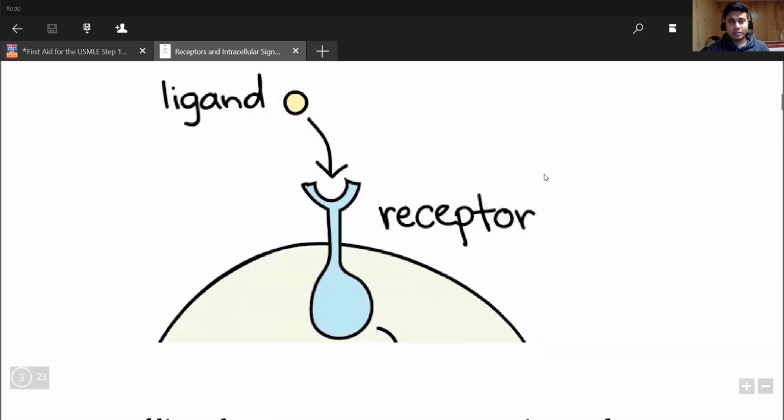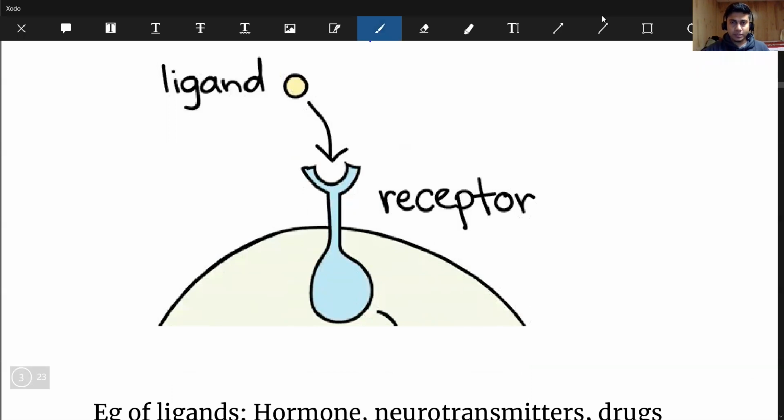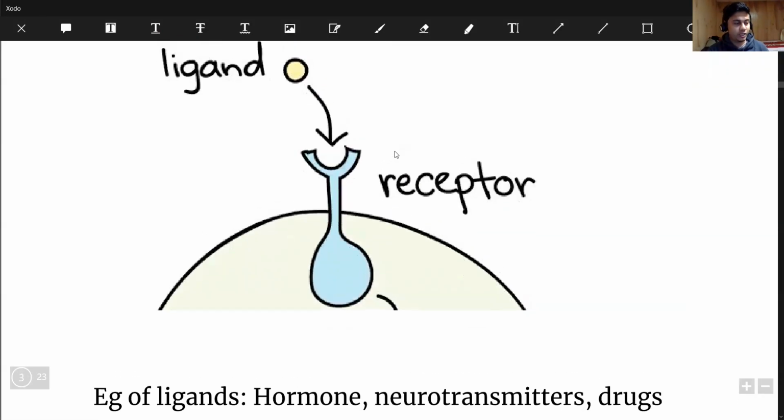So as you can see, receptors and ligands. What is a receptor and what is a ligand? The receptor is any macromolecule where the ligand binds, and due to the binding of the ligand to the receptor, there is some biological activity or change.